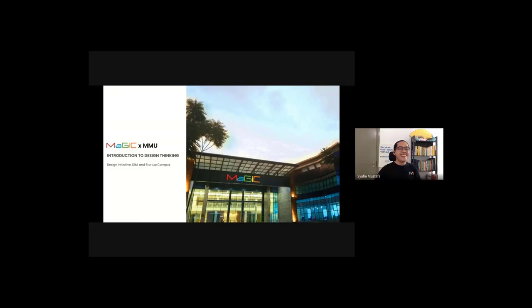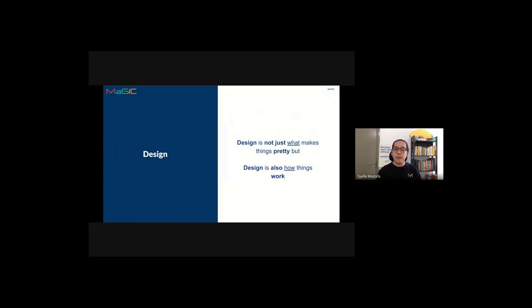So in terms of design thinking, like I just explained to you guys, my background is not from computer science, not from interactional design. So you have to understand that design is not just what makes things pretty, but also how things work. So you have to move away from that concept where every time you talk about design, people so often bring up brand, logo, posters, presentation slides. That is true for one element, but design also talks about how things work. And that's where design thinking comes in.